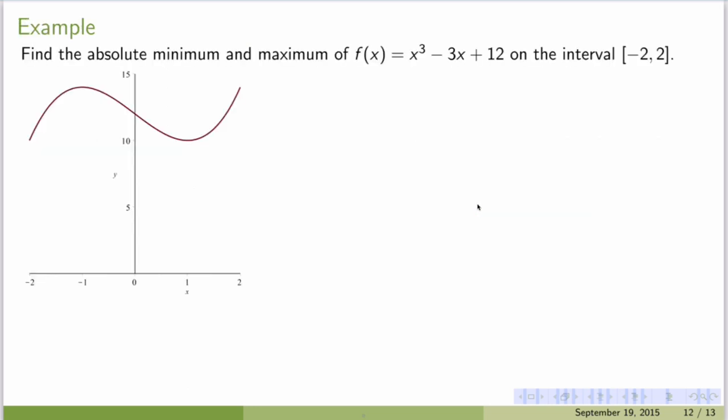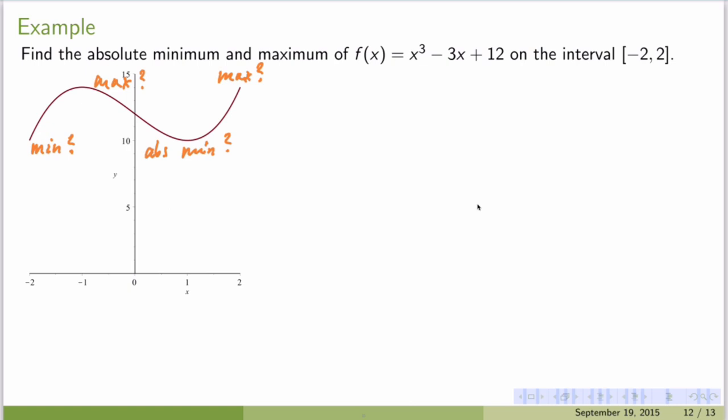Let's try it out in this example. Find the absolute minimum and maximum of f(x) = x cubed minus 3x plus 12 on the interval [-2, 2]. Here I plot the function, and now it's hard to say, right? This is a minimum maybe, and this is certainly a local minimum, but is it an absolute minimum? From the picture I can't say. Same for the max. Which one is the absolute maximum? Not clear. Let's figure that out by the closed interval method.